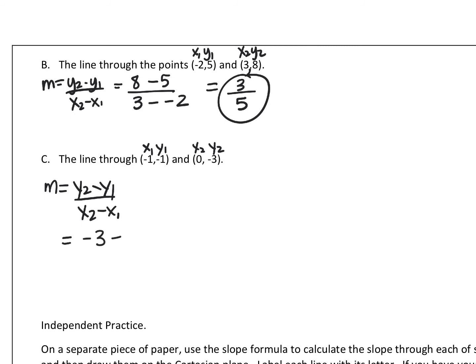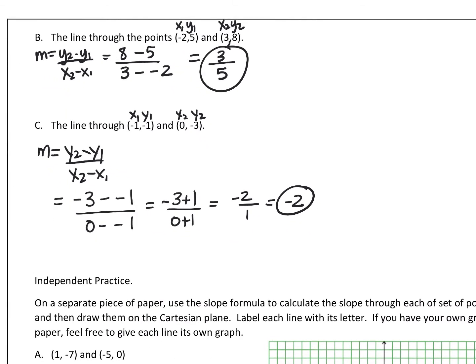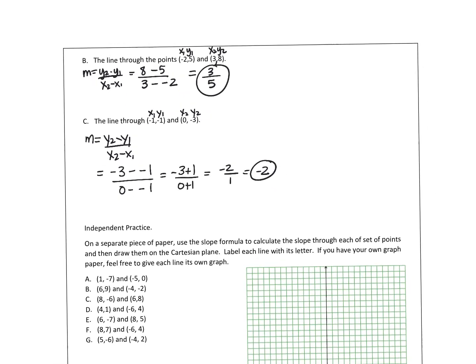Okay, so y2 is the -3 value. So I've got -3, take away my y1, which is -1, so take away -1 over x2, which is 0, take away -1. So this is kind of a mess with our signs, right? So you can just plug it right into your calculator, -3, take away -1, or we know this is -3 plus 1 over 0 plus 1, which is -2 over 1, which is just -2. Okay, so that is basically using the slope formula. It's just another method of finding the steepness of the line, the slope of the line, when you don't have a graph.